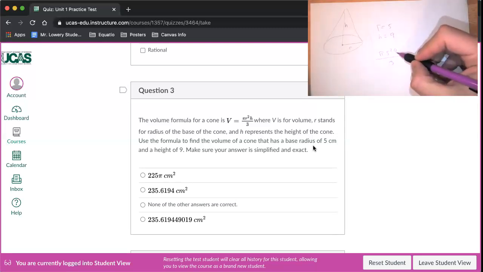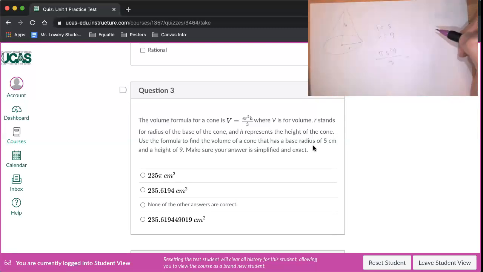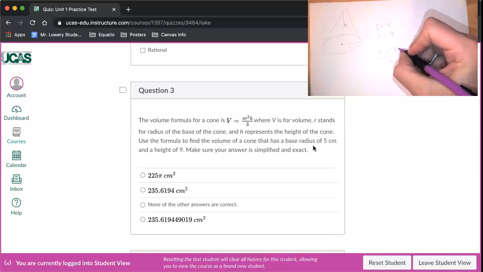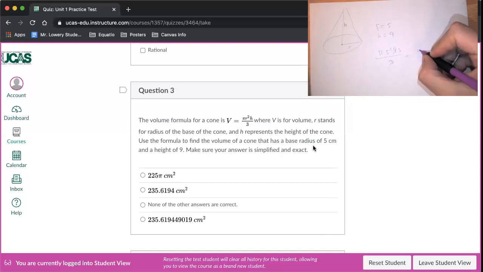Well, if you think about 9, 9 is 3 times 3, right? And 3 goes into 9. So we can start canceling stuff right off the bat here before we start multiplying. 3 goes into 9 3 times. And so what we're left with is pi times 25 times 3, because 5 squared is 25. And that's just 75 pi.